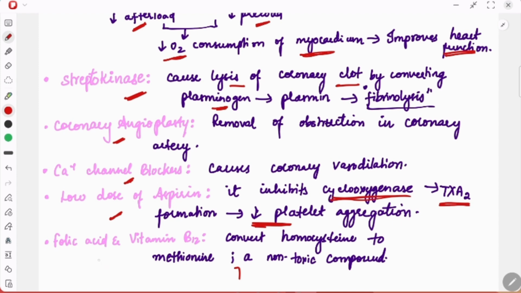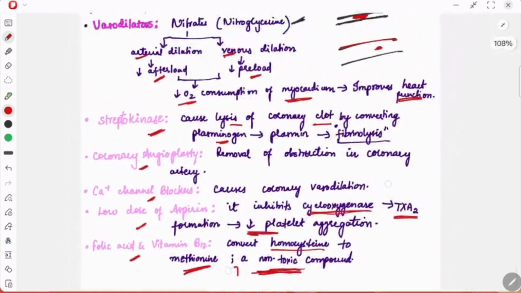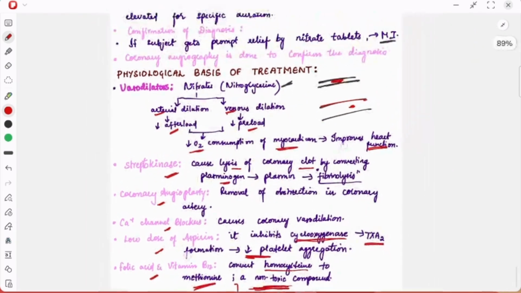Now, the last treatment that we get to see is the folic acid and vitamin B12. Okay, this folic acid and vitamin B12 converts the homocysteine to methionine, which is a non-toxic compound. So we know very well that this homocysteine is elevated in the person suffering from MI, right? So that's the reason why vitamin B12 has to be given in a patient who has elevated homocysteine levels, which converts the homocysteine into methionine. Okay, and this methionine is a lesser toxic or non-toxic compound. So this is all about the physiological basis of treatment.